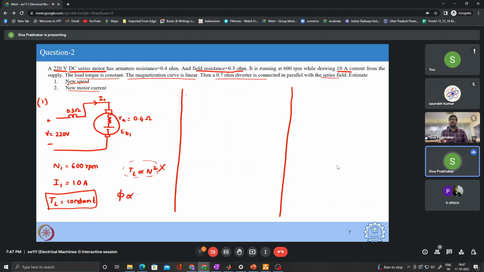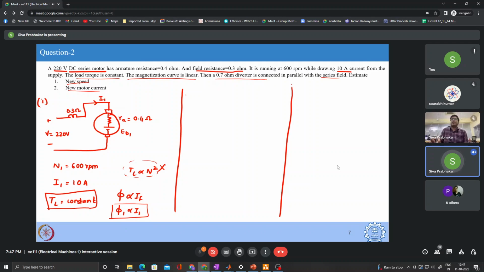So phi is proportional to IF, which is also given to you. You can see here that phi1 is proportional to I1, because the field current as well as the armature current, that is the supply current, everything is the same because there is no other path. It is just a series connection. So the current through all the circuit parts will be the same, and it is I1. This condition can be obtained from the statement that the magnetizing curve is linear. Now let us go to case 2.